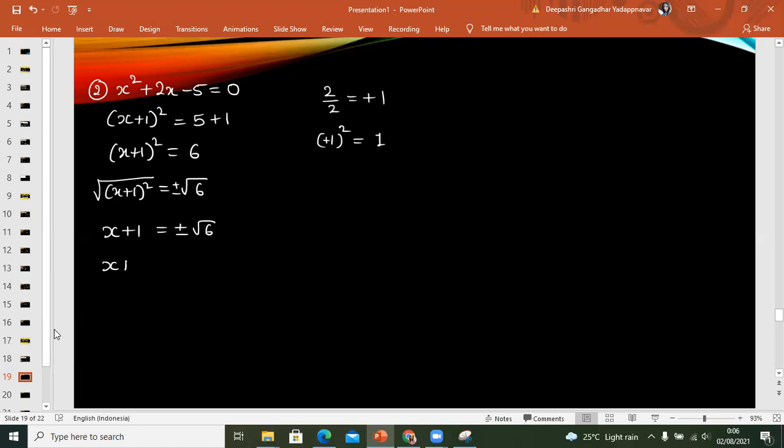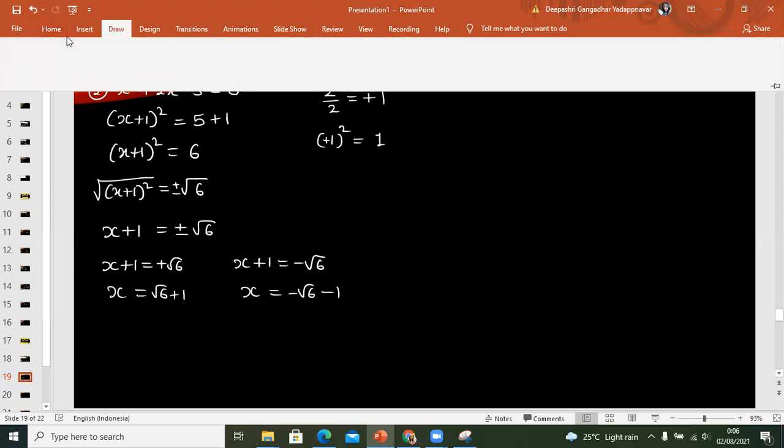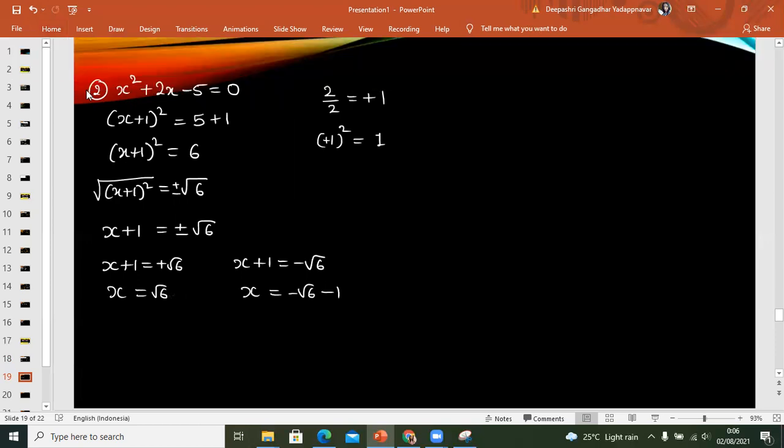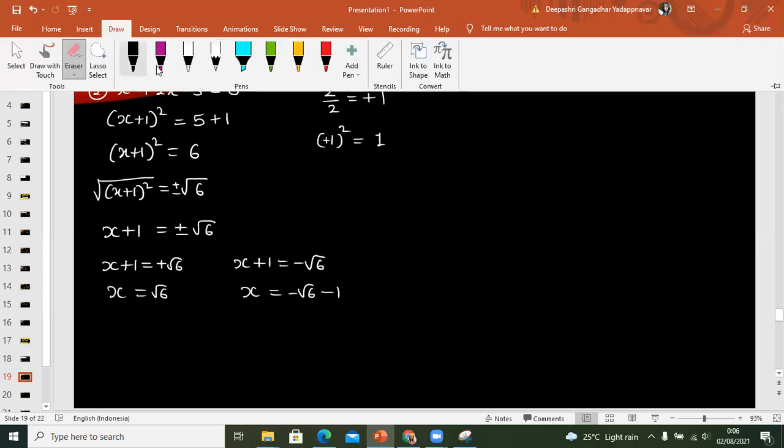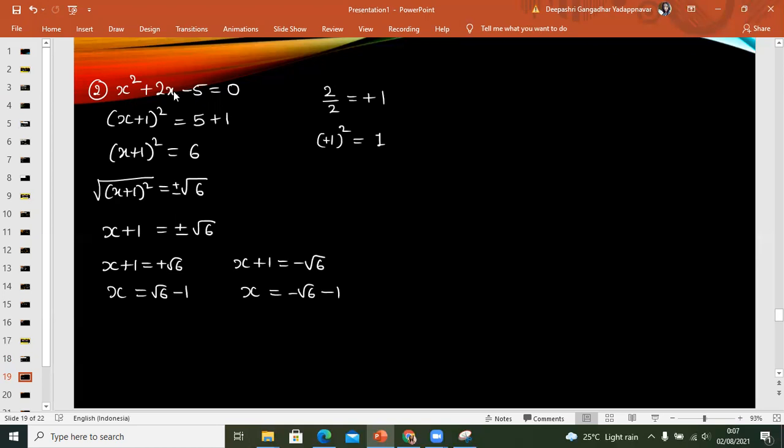And we can separate this: x plus 1 equals positive root 6 and x plus 1 equals negative root 6. So x will be root 6 plus 1 and x equals negative root 6, this plus 1 will become negative 1. Here we have made a mistake. What is the mistake? That is a sign mistake we have made here. This positive 1 will change its sign, it will become negative 1.